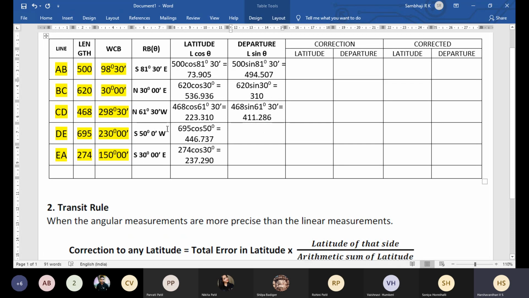Okay. The next line, length is 695 and theta is 50 degrees. 532.4. Last line, EA, length is 274, theta is 30 degrees.